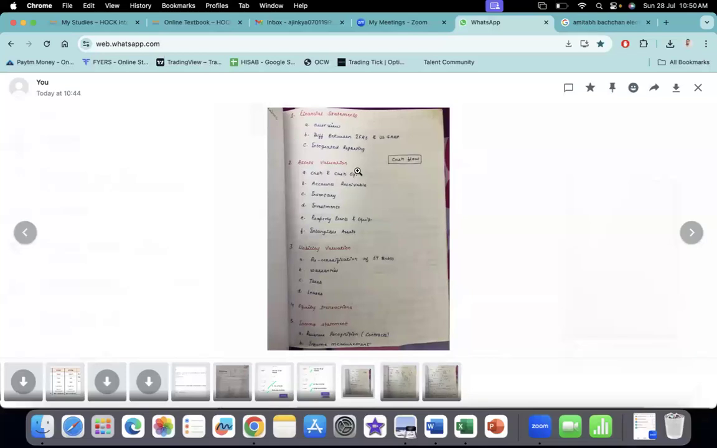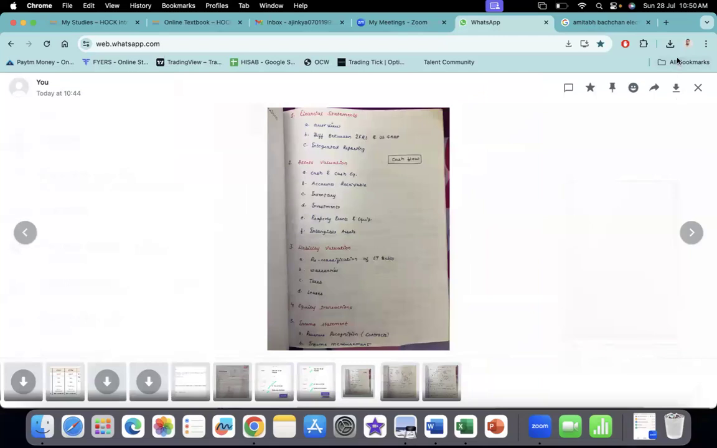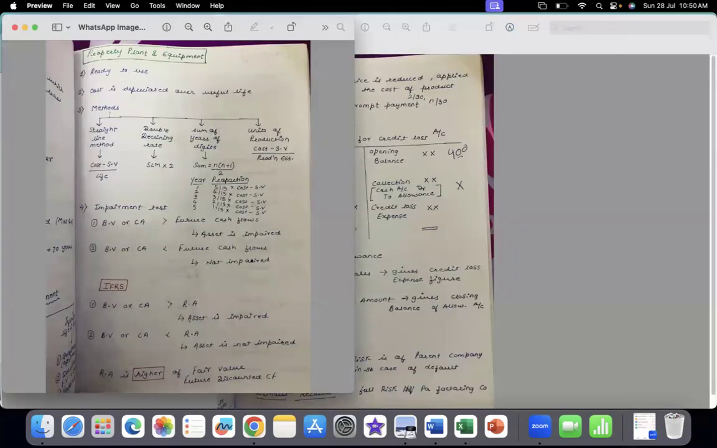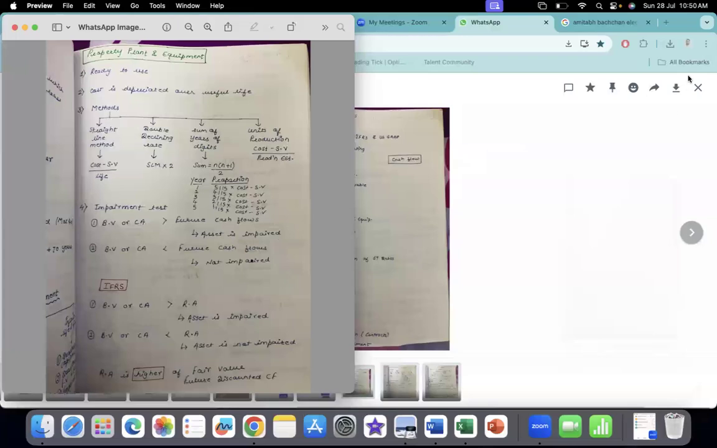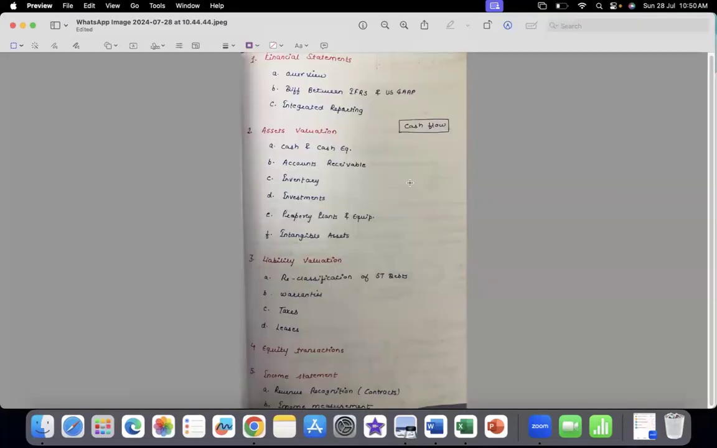So these are the topics. If you want to take a quick screenshot of it, you can have the screenshot. These are the important topics which you should always remember when it comes to your financial statements in your CMA part 1. Take a screenshot of it and we'll discuss a few more concepts.